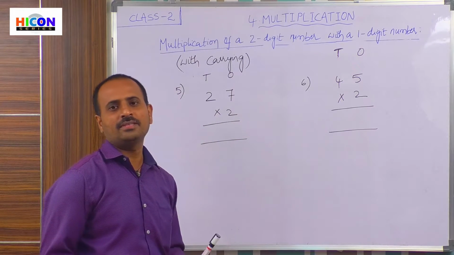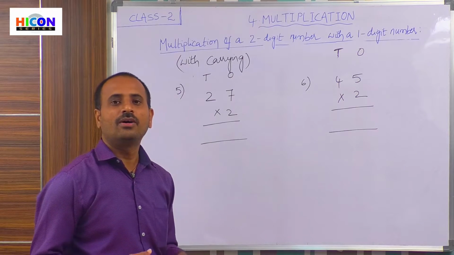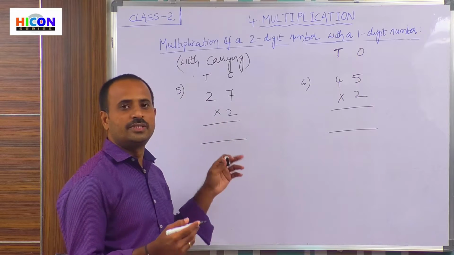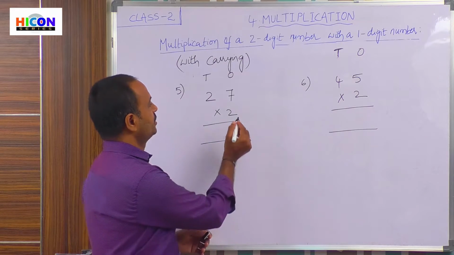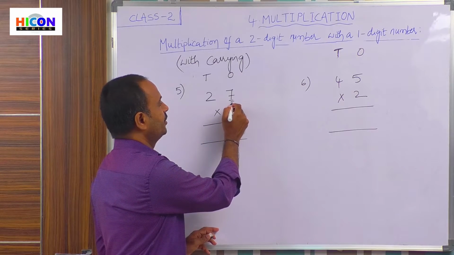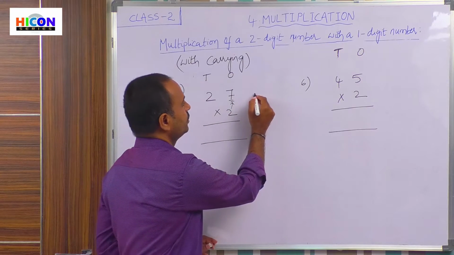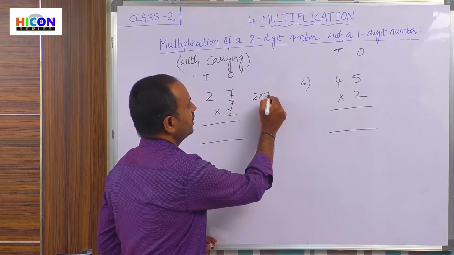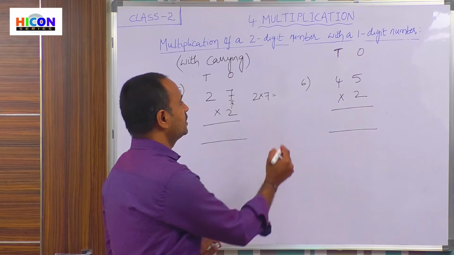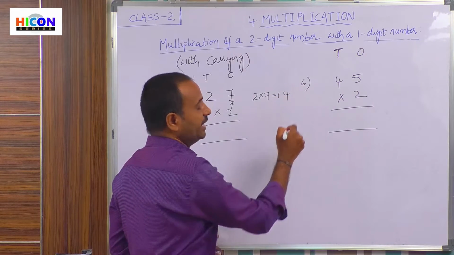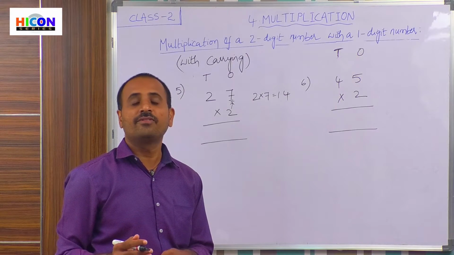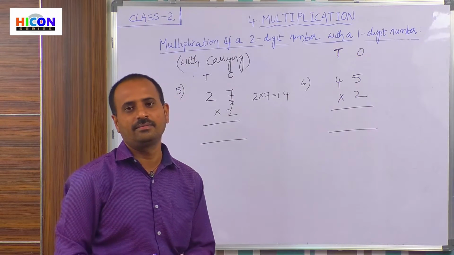So again the same process. What do we have to do first? We have to multiply the digit present in the ones place with 2. Which digit is present in ones place here? 7 is present in ones place. So multiply 7 with 2, that is 2 into 7. Children, how much are 2 7s? 2 7s are 14. And 14 is a 2-digit number. So if we get a 2-digit number, then what do we have to do? We have to take carry.